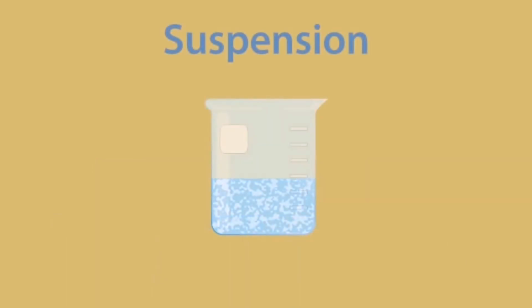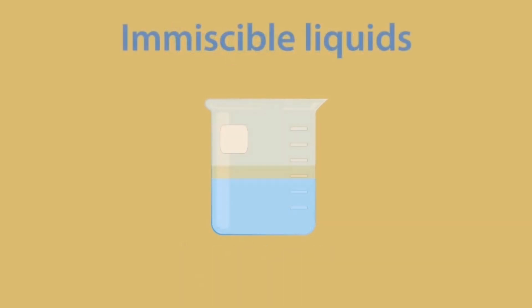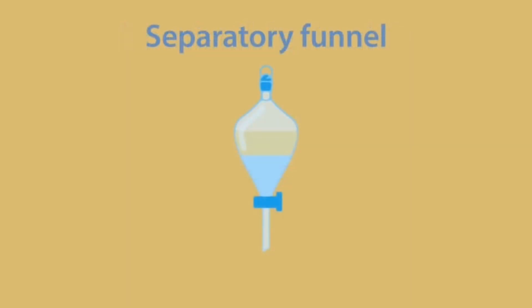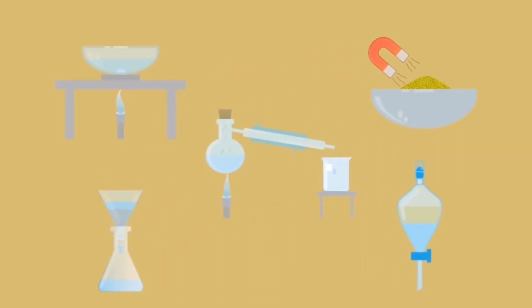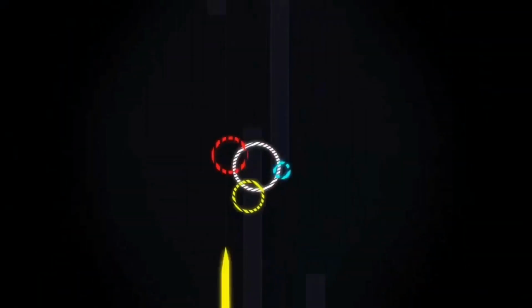The same method is used to separate a suspension, which is a mixture of an insoluble solid in a liquid, such as, for example, small bits of chalk in water. Two immiscible liquids, such as oil and water, can be separated using a separatory funnel. This is an apparatus with a stopcock at the bottom. Releasing the stopcock allows the contents to flow out, and closing it stops the flow. To summarize, there are many different techniques to separate mixtures, all depending on whether the mixture is homogeneous or heterogeneous.